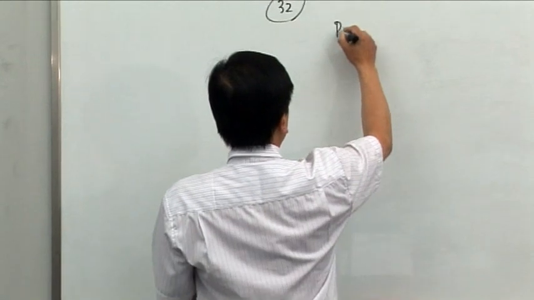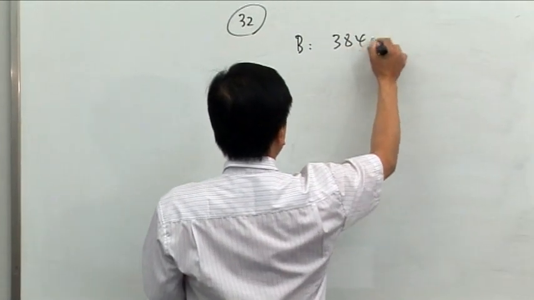Let's look at C, 380. 3 plus 8 plus 0 is 11. That's not divisible by 3 either. Let's look at D, 376. 3 plus 7 is 10, plus 6 is 16. That's not divisible by 3. So the only number that is divisible by 3 is 384.